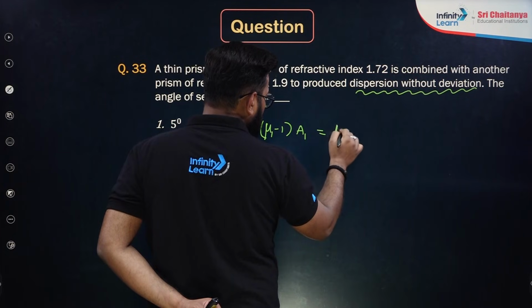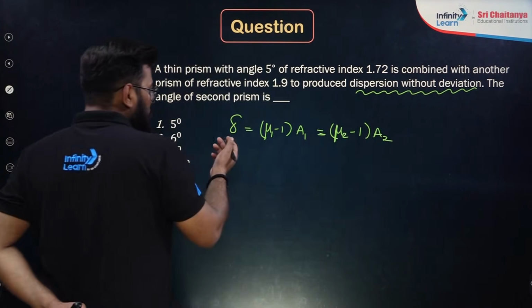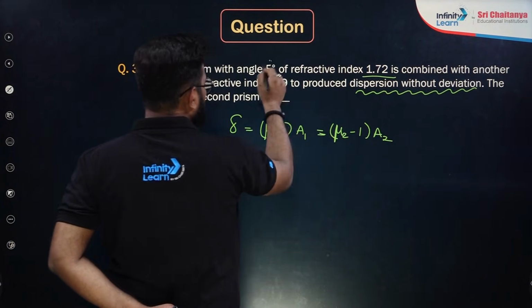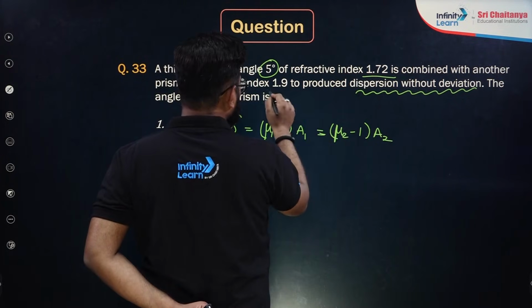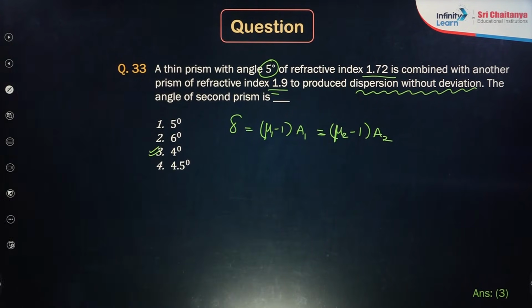So it should be equal to mu2 minus 1 into A2, correct? If you equate both of them, mu1 is given as 1.72, A is also given, mu2 is given as 1.9, and you need to find A2. If you solve it, you will get the answer as option number 3, that is 4 degrees.